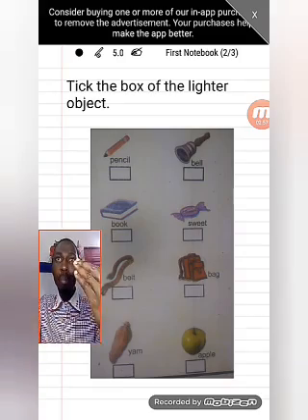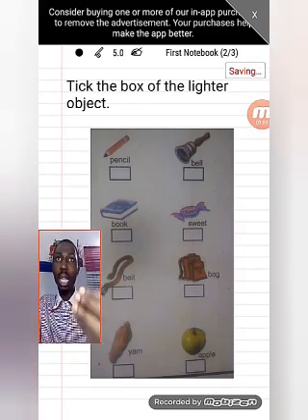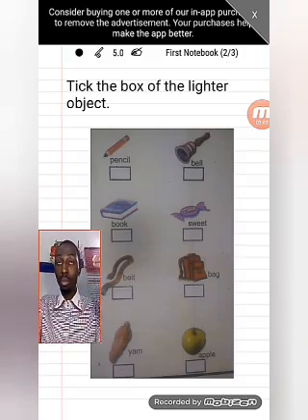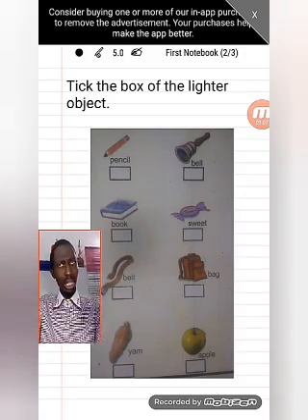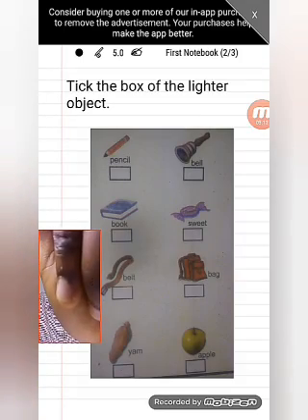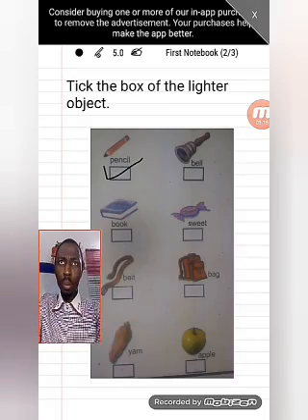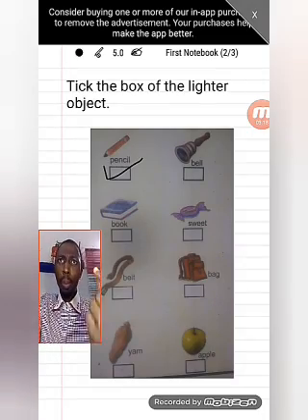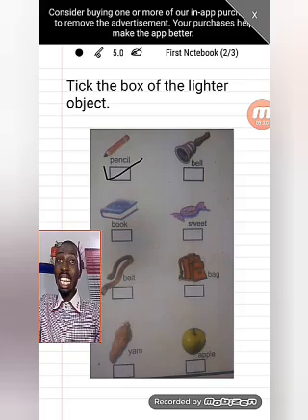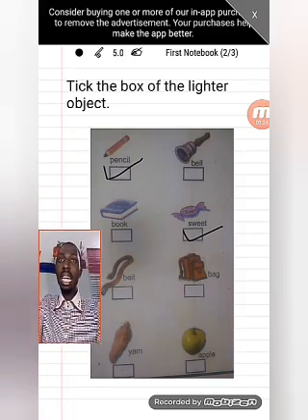So let's look at the first one. Between a pencil and a bell, which is lighter? A bell, like the bell we use in ringing the time for recess in the school, and the pencil you use in writing. Which is lighter? Clearly, the pencil is easier to carry than the bell, so the pencil is lighter. Then let's look at the book and the sweet. Which is lighter? Obviously, the sweet is lighter than the book.